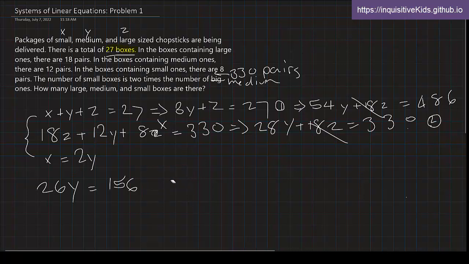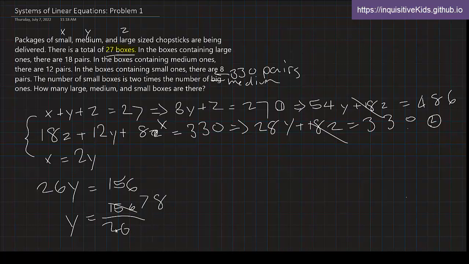Sorry, that's not the right thing. Okay, and so we have y is equal to 156 over 26. Now let's first divide this by 2. This gives us 78. This gives us 13. And apparently 78 is exactly 6 times 13. So this gets simplified again, and we have y equals 6.